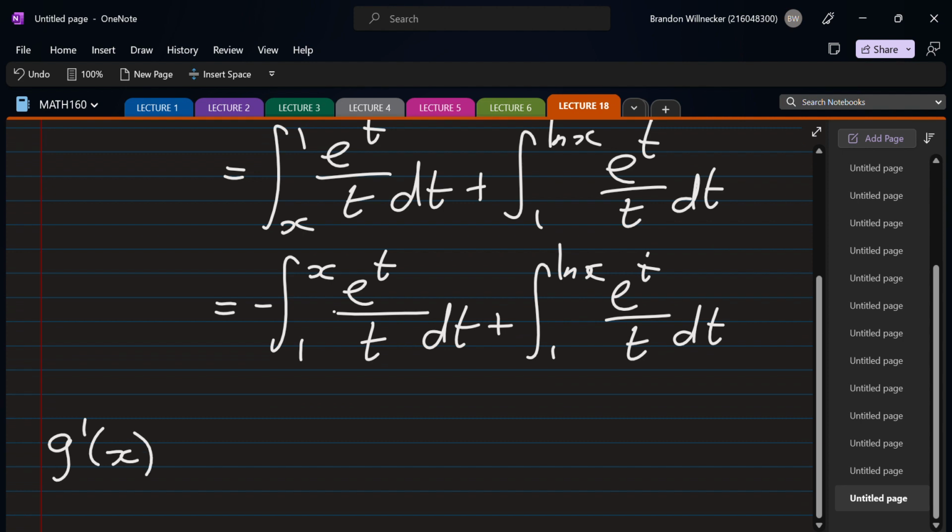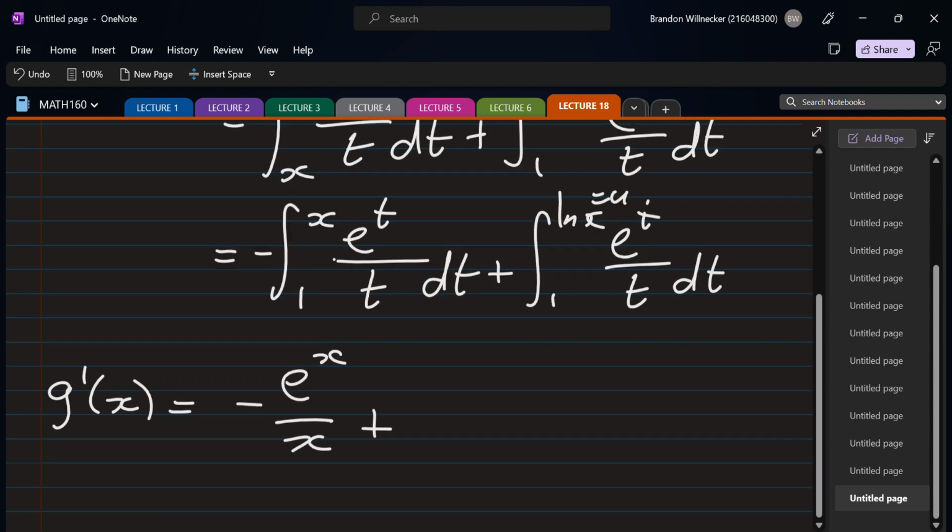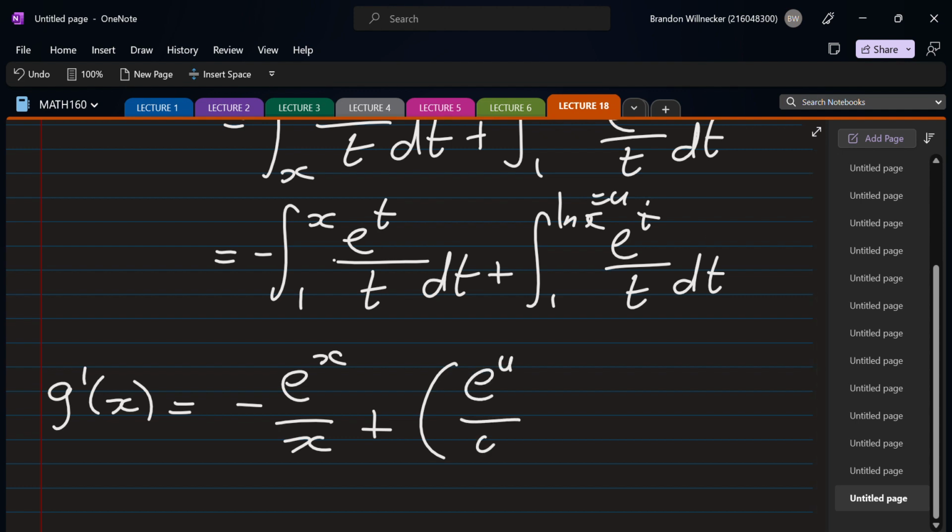Okay, now we want to find g prime. For the first one, it's straightforward because it's just an x, it's not some function of x. So this will just be minus e to the x over x. Plus, for the second one, since it's a natural log of x at the top and not just x, we need to do a u substitution. So we call this top thing u, then we do d by du, and then du by dx. So d by du gives us e to the u over u. Du by dx is the derivative of the natural log, that's 1 over x.